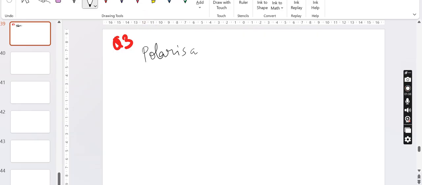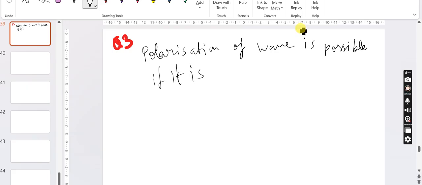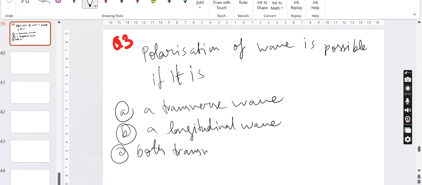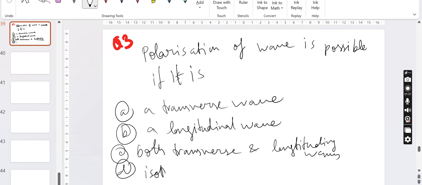The first question is: polarization of waves is possible if it is A, a transverse wave, B, a longitudinal wave, C, both transverse and longitudinal waves, D, isotropic wave.